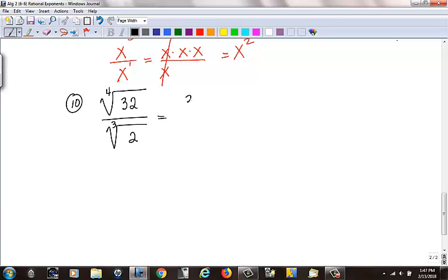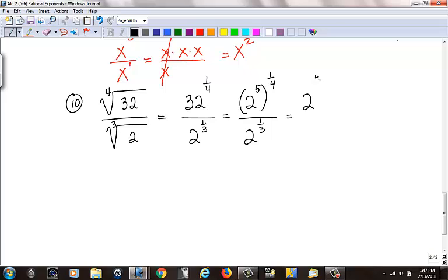So this one you want to go 32 to what power? To the 1/4 power. And 2 to the 1/3 power. And common base, 2. 32 is 2 to what power? 2 to the 5th. And raise that to the 1/4 power. This is going to stay 2 to the 1/3. Raise a power to a power. Yep, 2 to the 5/4 power divided by 2 to the 1/3 power.